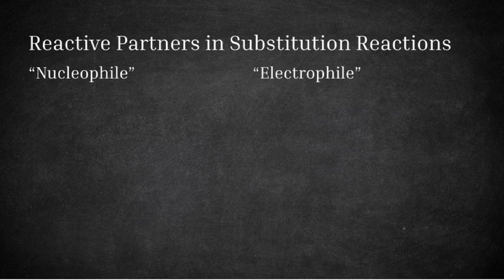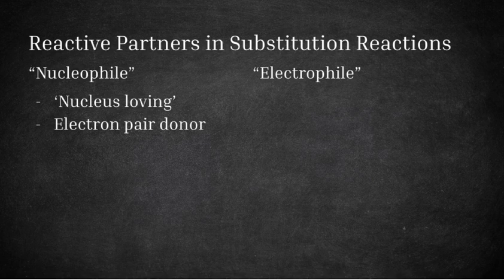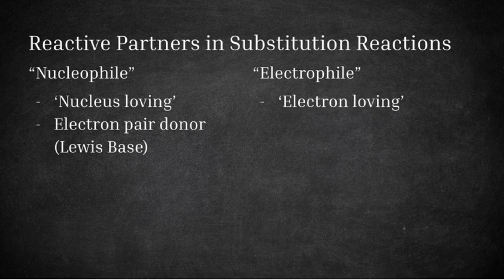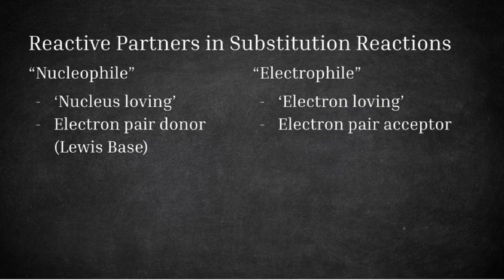The term nucleophile means nucleus-loving, reflecting its tendency to donate a pair of electrons to form a new covalent bond. In other words, it acts as an electron pair donor. You may recognize this definition from our discussion of Lewis bases, as nucleophiles are, in fact, Lewis bases. The second reactive partner, the electrophile, meaning electron-loving, is a species that accepts a pair of electrons to form a new covalent bond. In other words, it acts as an electron pair acceptor. Once again, this aligns with our discussion of Lewis acids, as electrophiles are, in fact, Lewis acids.